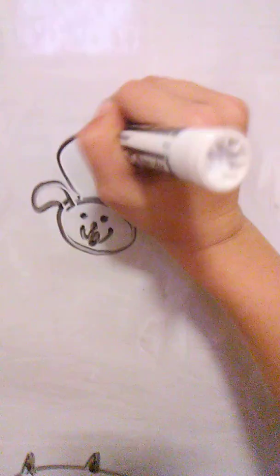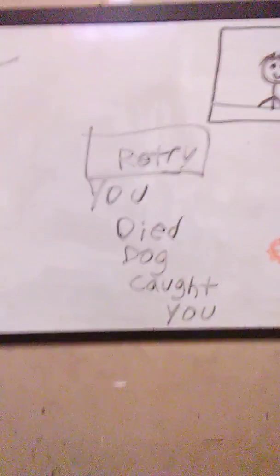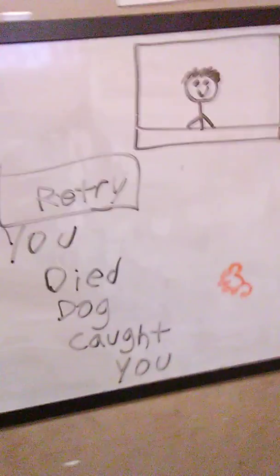Oh, look, it's a dog. Well, the animator doesn't know how to draw a dog. I think there's a body by it. That looks terrible. So you can have a dog and you die. Dog caught you. Oh no, I didn't see that coming.